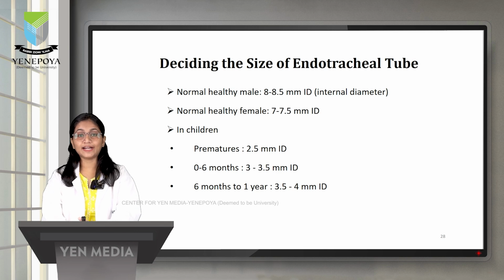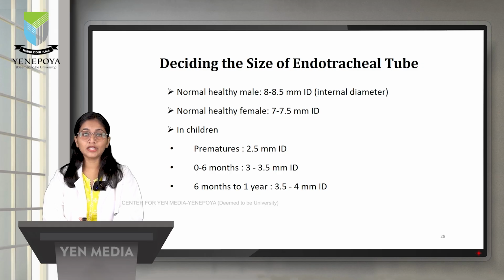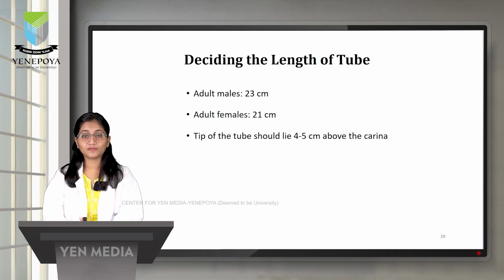Deciding the size of the endotracheal tube. For normal healthy males, 8 to 8.5 mm internal diameter can be used, and for normal healthy females, 7 to 7.5 mm internal diameter. Whereas in children, for prematures 2.5 mm ID, 0 to 6 months 3 to 3.5 mm internal diameter, and 6 months to 1 year 3.5 to 4 mm internal diameter.